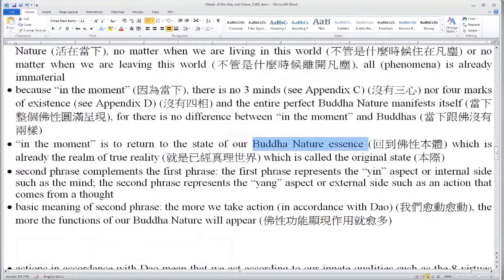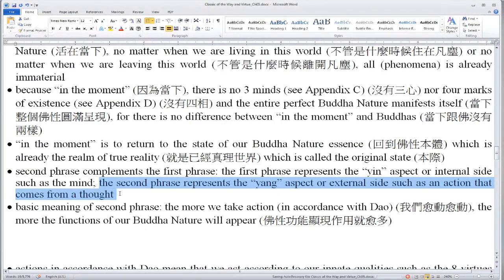And then the second phrase is, from that mind, from that state of being in the moment, our actions will be based on that, i.e., based on our Buddha nature. And there's a reason why that's significant, that's important. Because if we could do that, then we will not create karma. So that's very important.